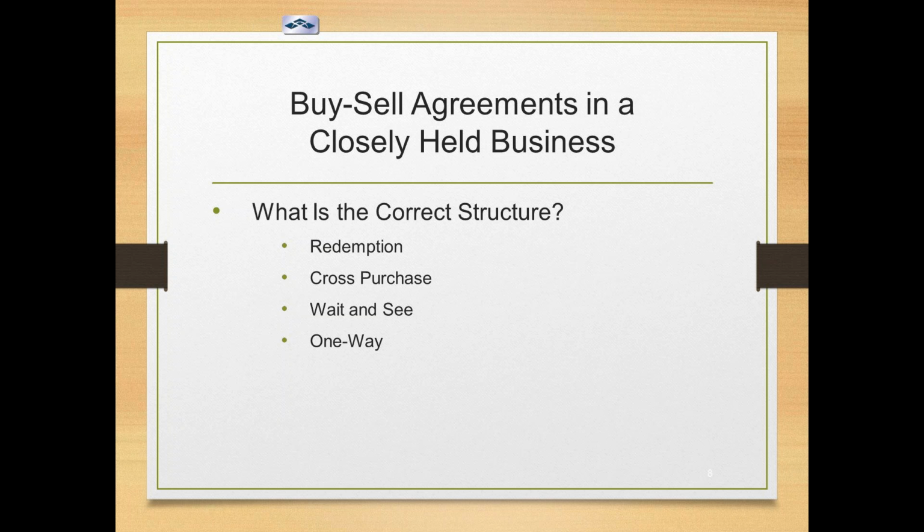If I'm the 100% owner of a company and I've got a key person to whom I want to sell the business, I might enter into an agreement with that key person that would spell out the buy-sell price and the buy-sell terms, and I might help the key person buy insurance on my life where the key person is also the beneficiary, so that if something happens to me, the key person has the money to be able to buy out my family. So that's the characteristic of a one-way buy-sell agreement.